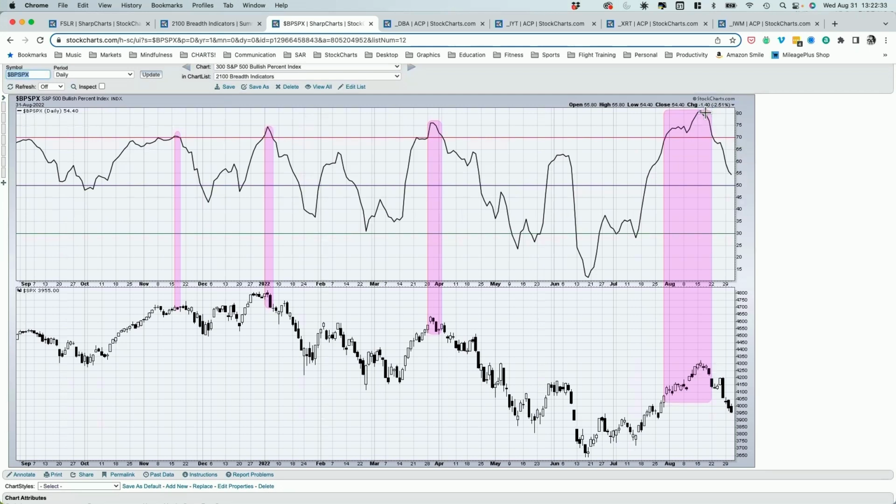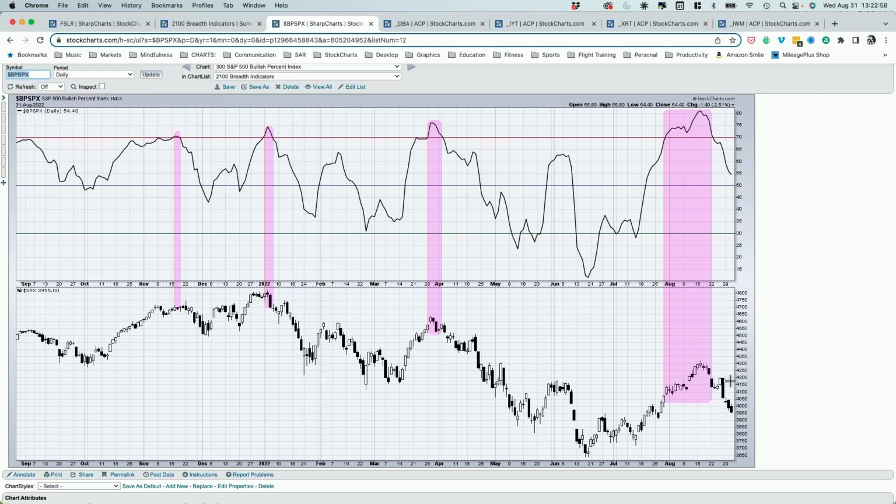Now, a couple of weeks ago, it was just above 80%. I've highlighted here in pink the times when it's been over 70% of the S&P members in a bullish point and figure pattern. You can see what's happened soon after. You can see when that stops, when we come back below 70%, those have been some of the more significant turning points, reversions to the downside that we've seen from the markets.